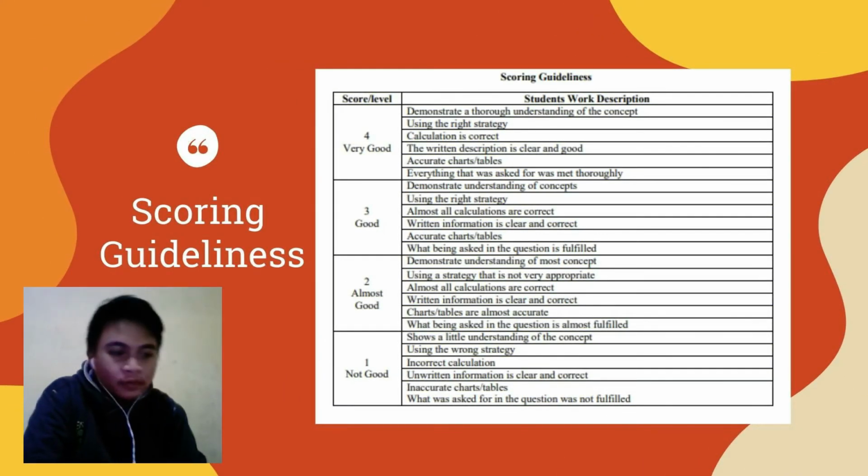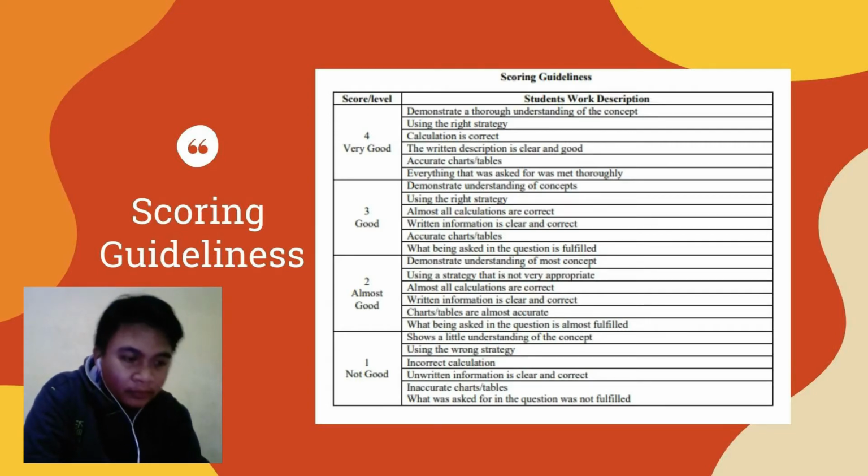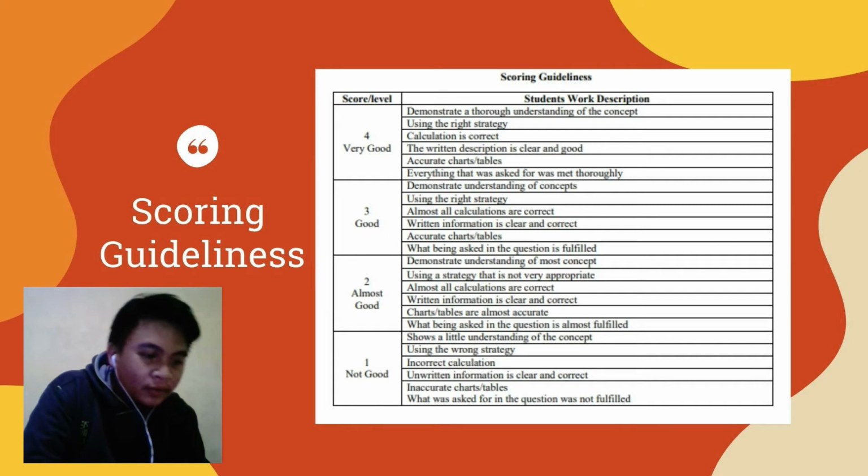Okay, the next is the score guideline that has a form as follows, and then the score or the level that is 4, 3, 2, and 1, which 1 is not good, 2 is almost good, 3 good, and 4 is very good. And then the right side is a student work description. So each student work description has a score or level for them.